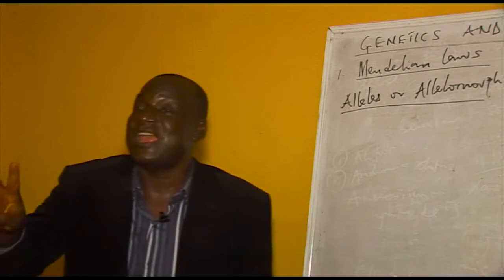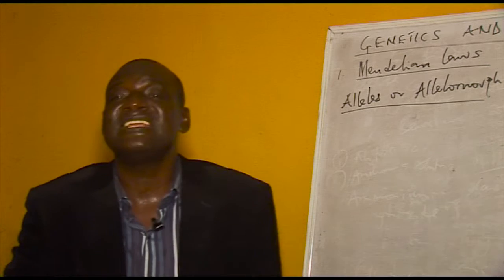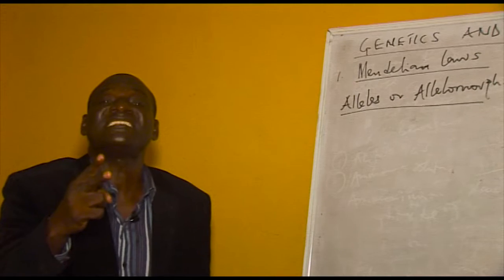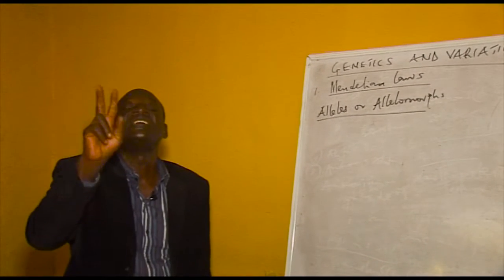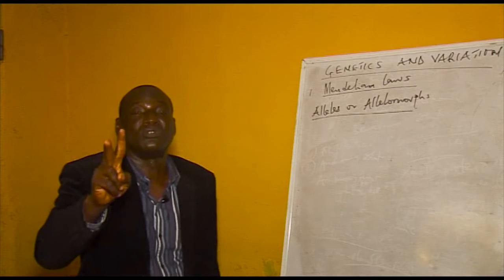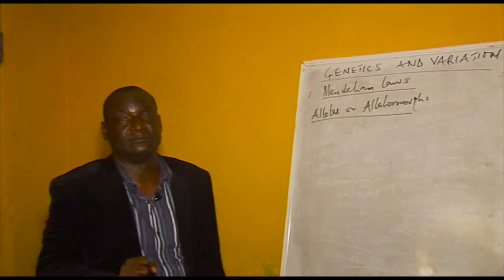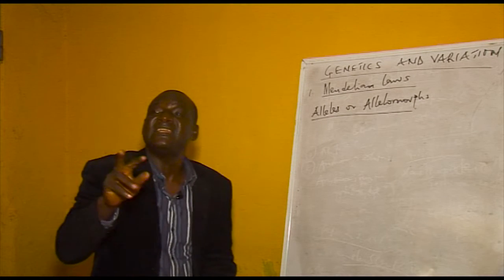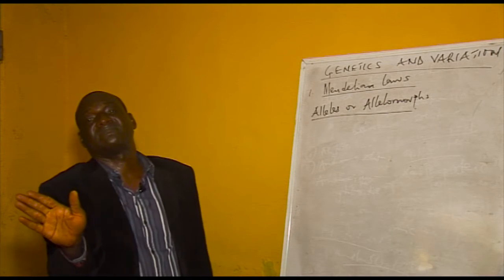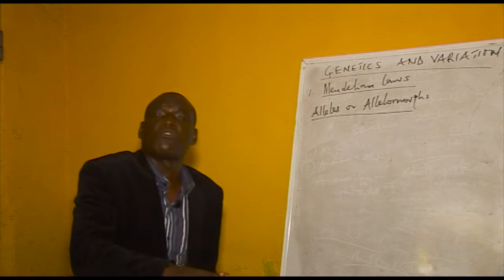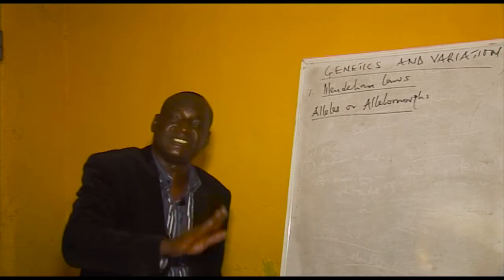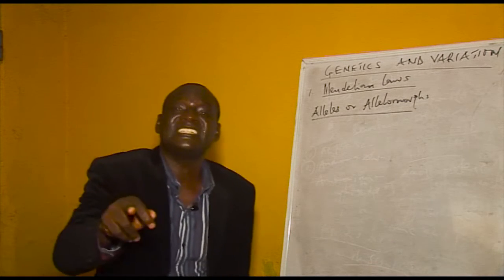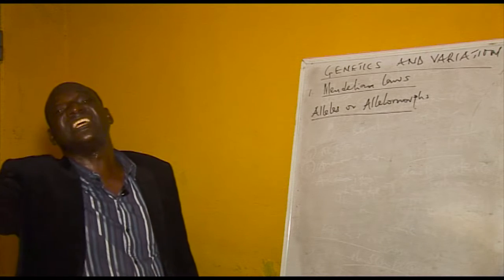Now, any character expressed by any organism is controlled by a pair of genes. So that pair of genes is called what? Alleles or allelomorphs. But these alleles can be dominant or recessive. Now, we want to see what we call a dominant gene and what we call a recessive gene. A gene is dominant when that gene is expressed in the next generation.